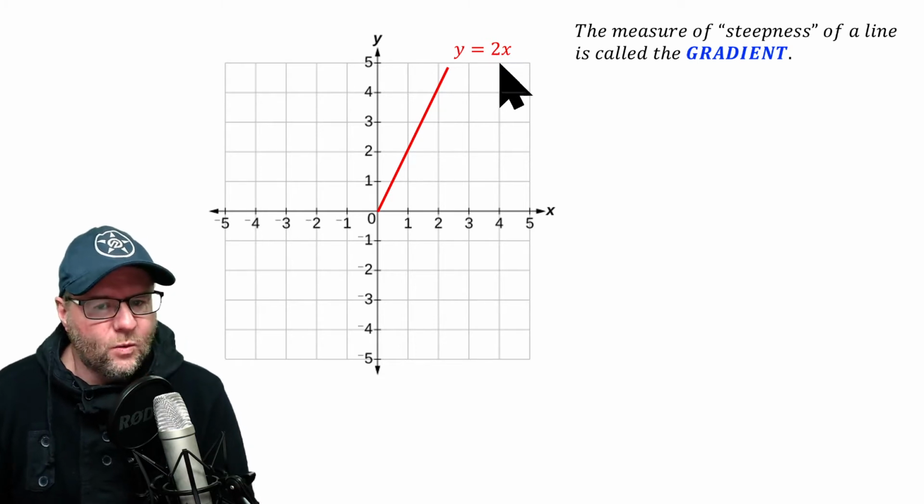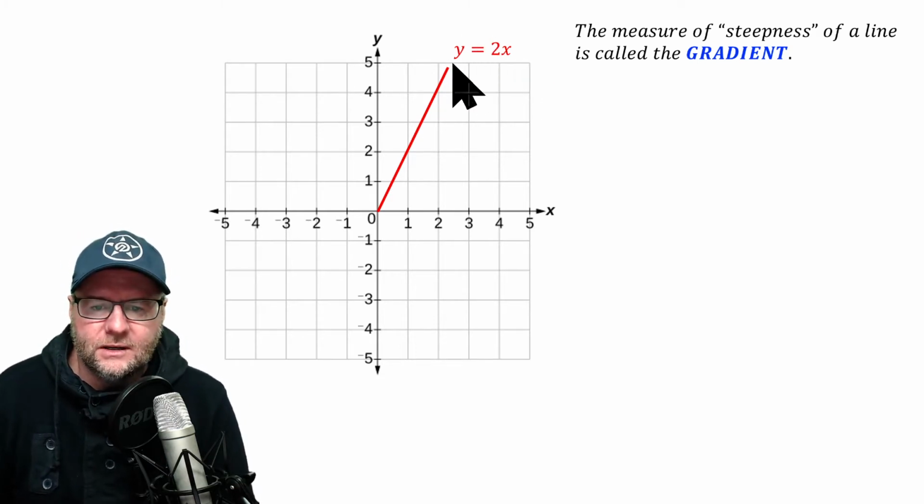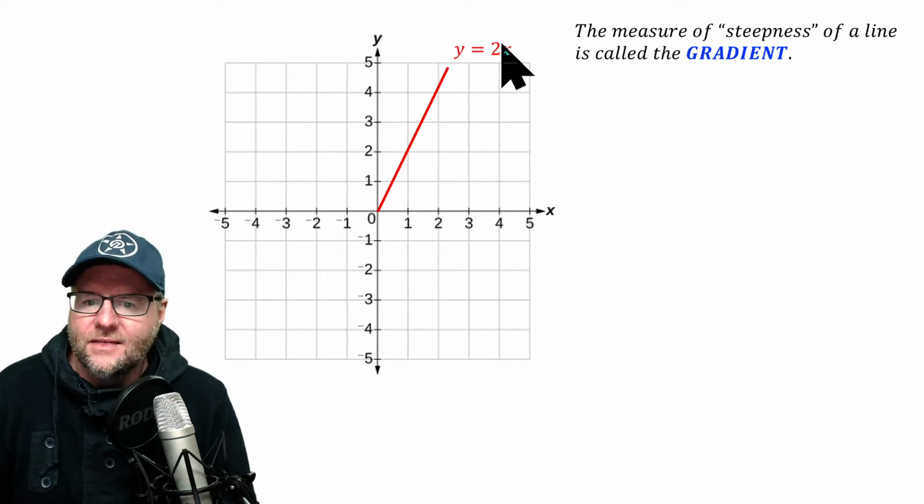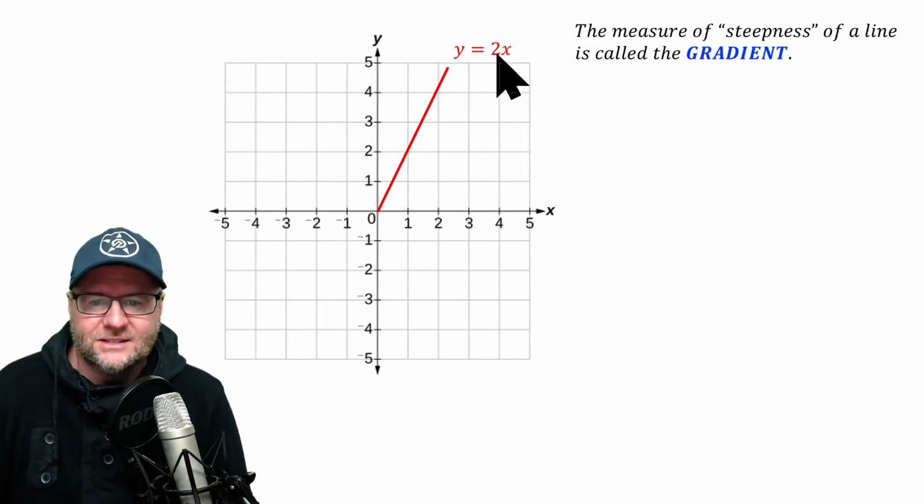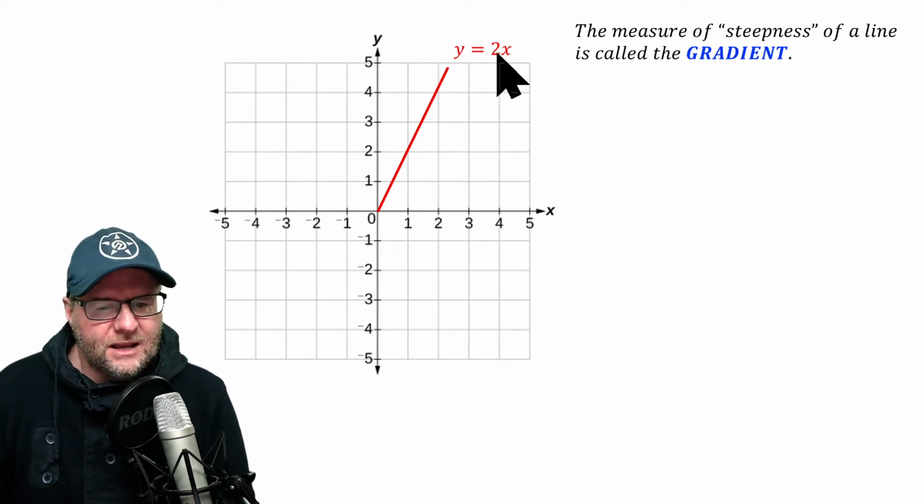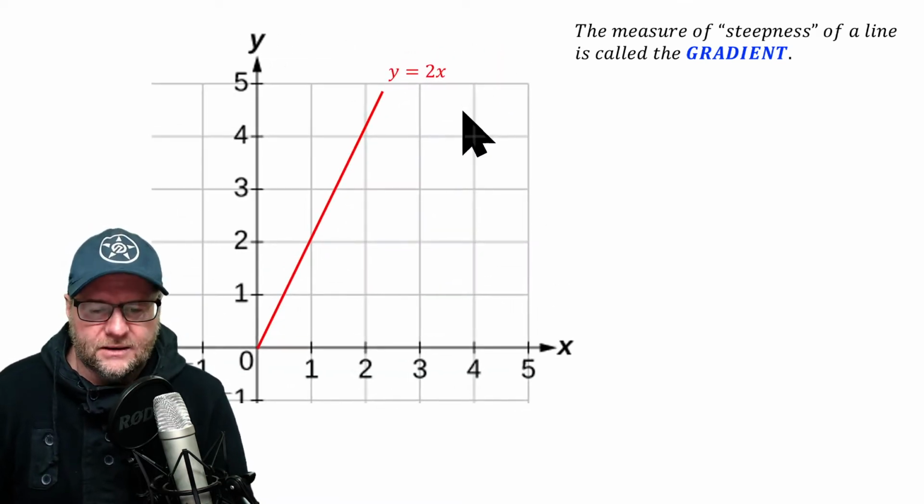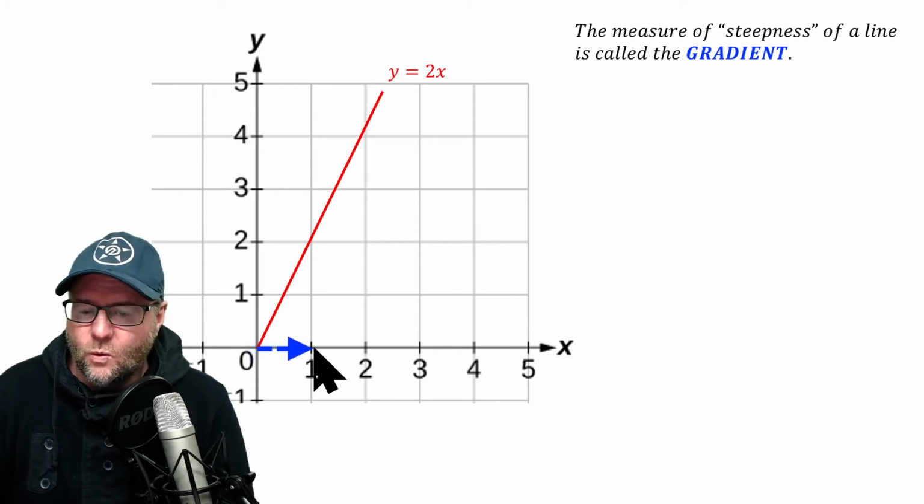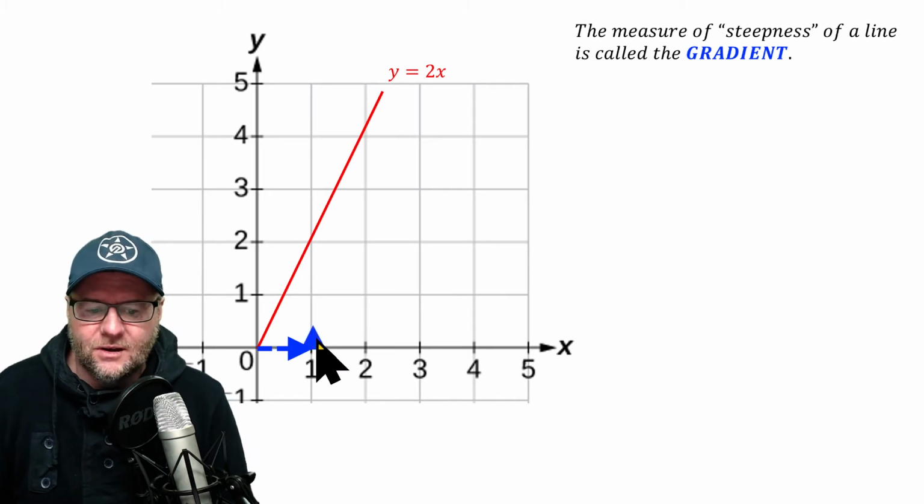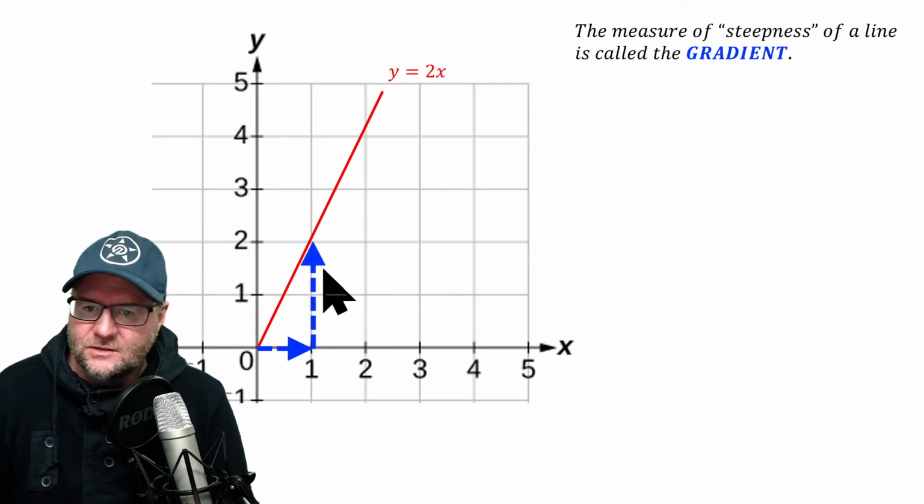But let's look at some other ways that we can calculate it. So if I've written it in this form, y equals something x, the number in front of the x is our gradient. It's the measure of how steep our line is. But there are a couple of other ways we can work this number out. Let's say, for example, I started right here at 0 and I came across 1. To get back up onto the line, I'd have to go up 2.